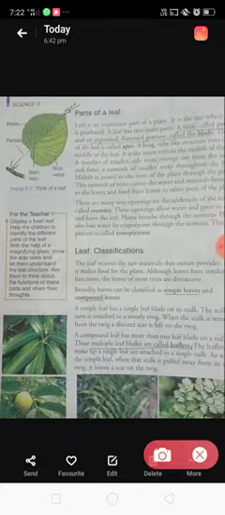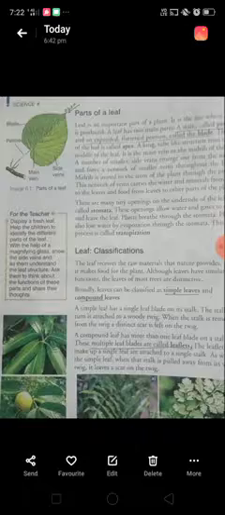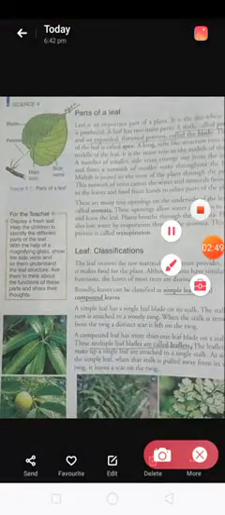Okay, and next one is the main vein. Main vein starts from the middle area and runs throughout the leaf. It's a thin tube-like structure. This is called the main vein. So this is all about the parts of leaf. Okay. Now come to the classification of leaf.